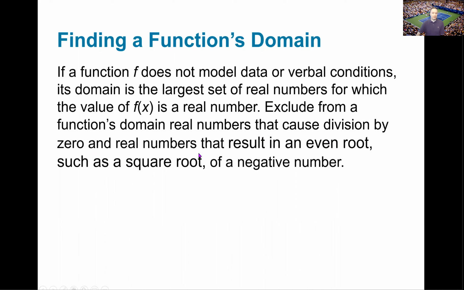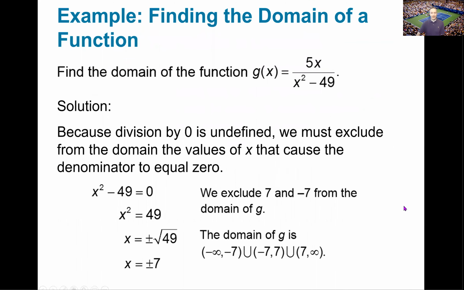And any real number that results in an even root, like a square root, having a negative number on the inside of it. So I say even root there because it's not just a square root. It could also be a 4th root, a 6th root, an 8th root, a 58th root, whatever even root. It cannot have a negative number on the inside of it. Now keep in mind, if you have an odd root in your problem like a cube root, you don't have to worry about the numbers inside of it because it's going to exist for any value of x on the inside.